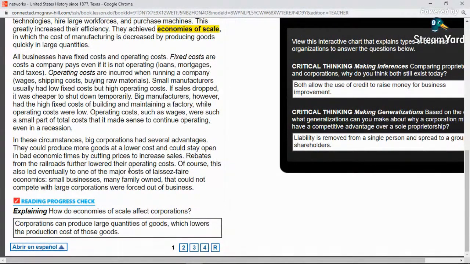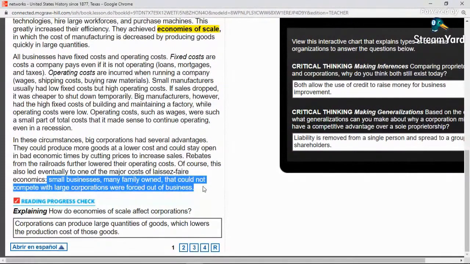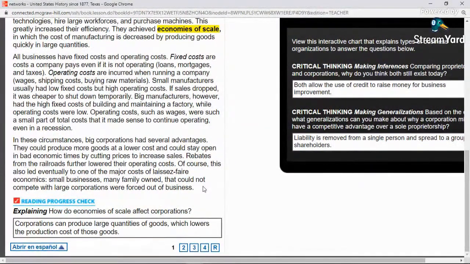So this also led eventually to one of the major costs of laissez-faire economics. Small business, mainly family owned, that could not compete with large corporations, were forced out of business. So remember, I told you laissez-faire has some good parts to it. It definitely stimulates the economy. It definitely offers jobs to a lot of people, but it can kill small businesses because a small business cannot compete with a big business.